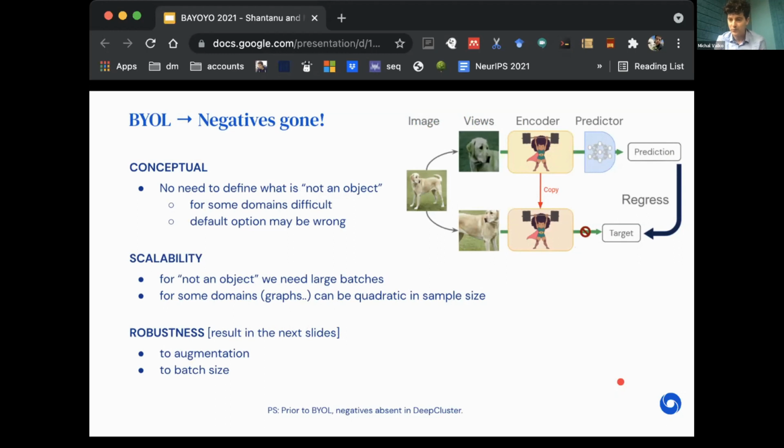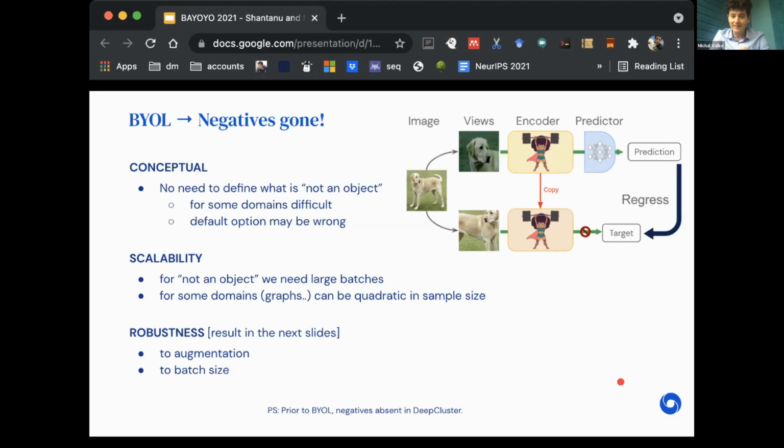And this is why it was such a foundational change in paradigm in this field. First is conceptual: we actually don't need to define what is not an object. What is not a dog? It was actually difficult to take a dog and find an image that was not a dog, because you don't know what's in the image. So what was usually done, as you do distributed learning, you train in batches. You pick a random thing from a batch. Let's say you have 4,000 images in a batch, and you randomly pick one, and you say, let's try to be different from this one. Well, maybe you're right, and maybe you're not. If you're not right, you were actually encoding something that was an error. So this default option could be wrong.